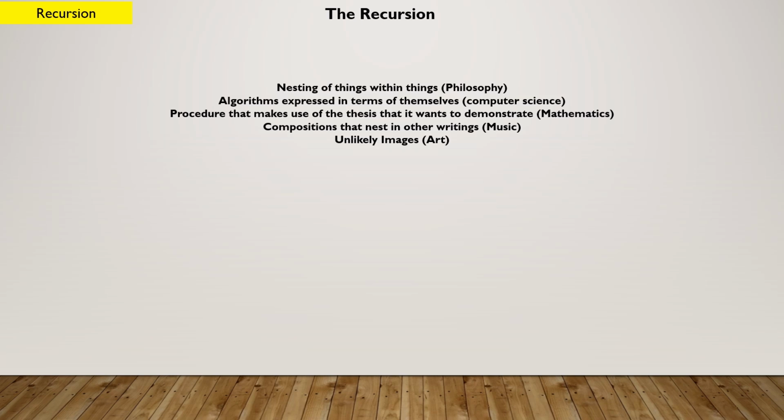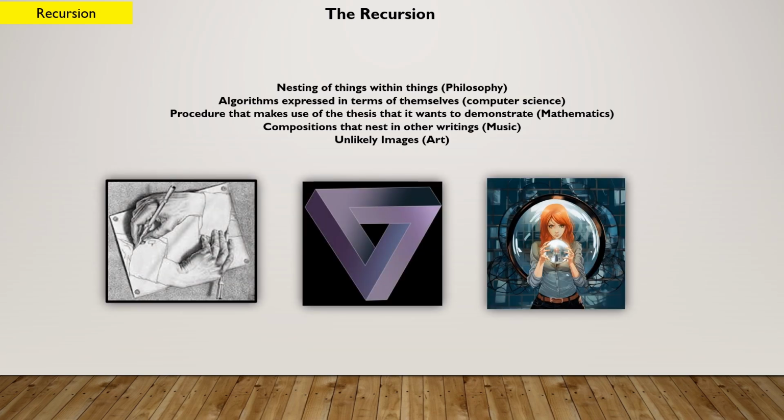The concept of recursion is defined in various ways. Let's look at some of them as examples. In philosophy, the nesting of things within things: a story within a story, comments in brackets inside comments in brackets. In computer science, an algorithm expressed in terms of itself. In mathematics, a proof whose procedure makes use of the thesis that must be proved.